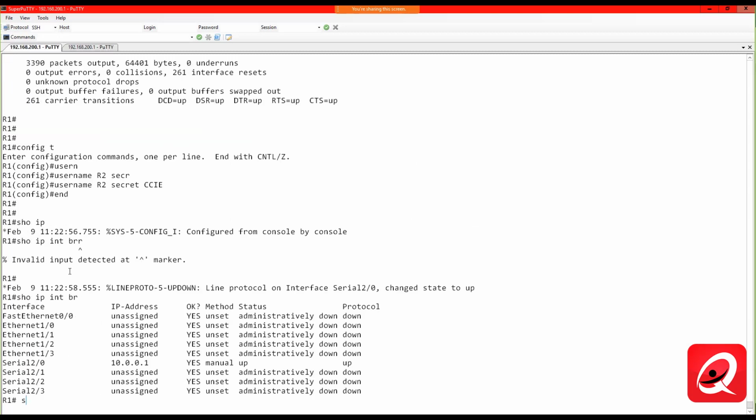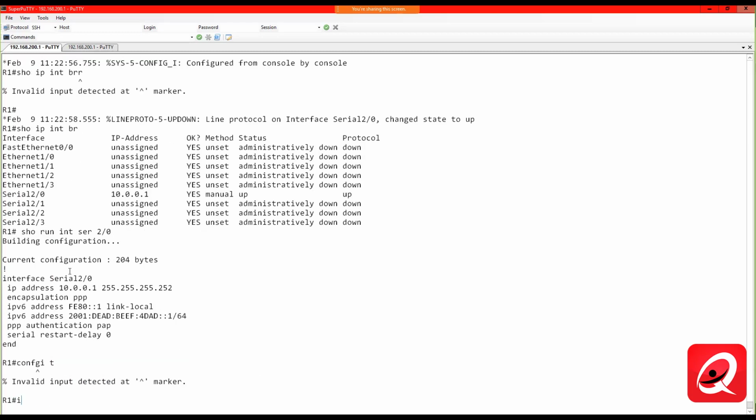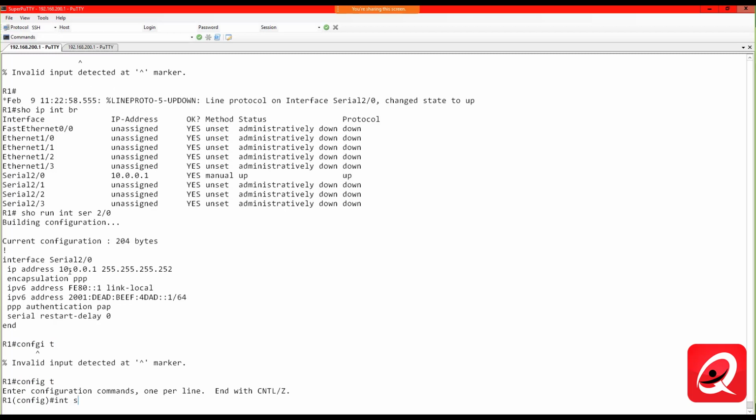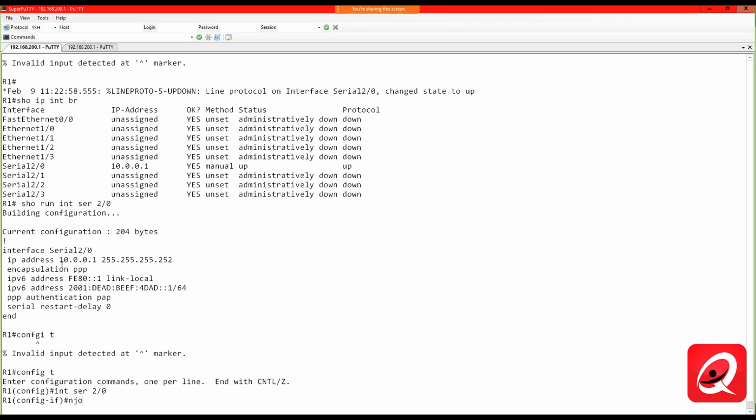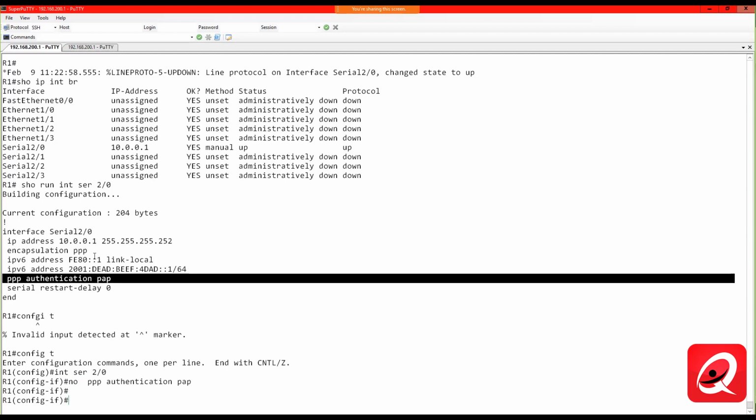All right. And I'm going to show run interface serial 2.0. I'm going to get rid of the PPP authentication. And let's take out PPP authentication PPP. All right. So the link should come back up because now we're running just standard authentication.